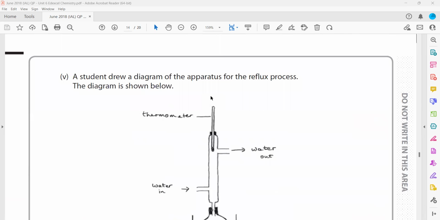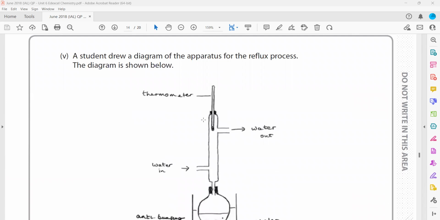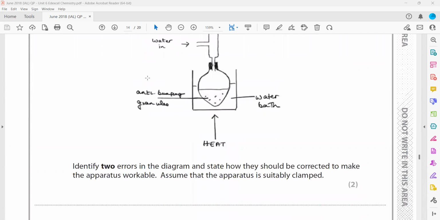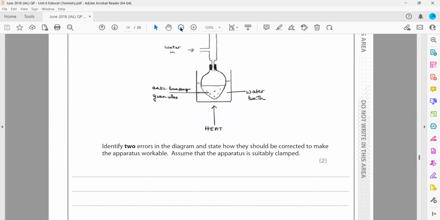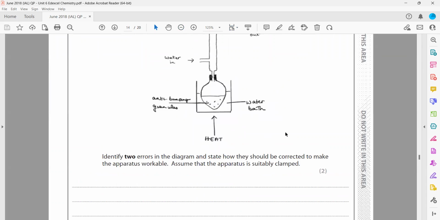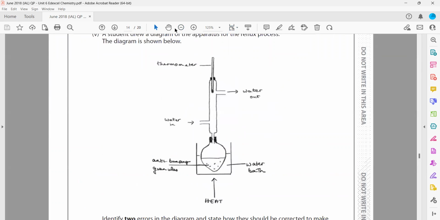A student drew a diagram of the apparatus for a reflux process. The diagram is shown below. Identify two errors in the diagram and state how they should be corrected to make the apparatus workable. Assume that the apparatus is suitably clamped. So clamping is done. That does not make any difference.